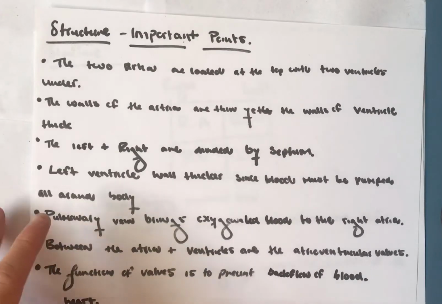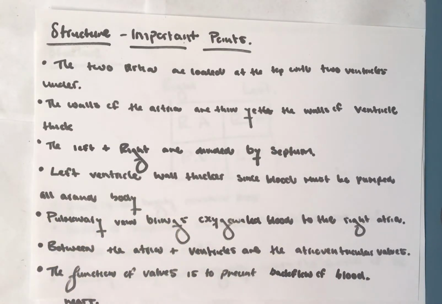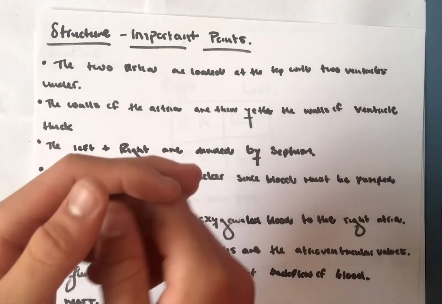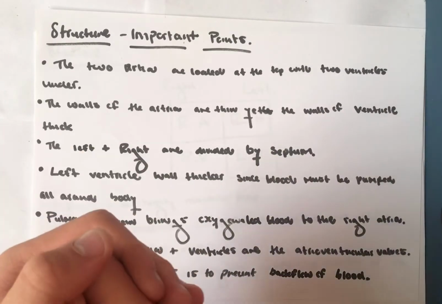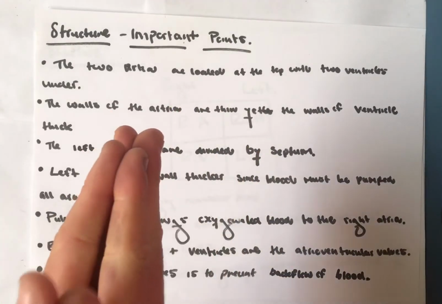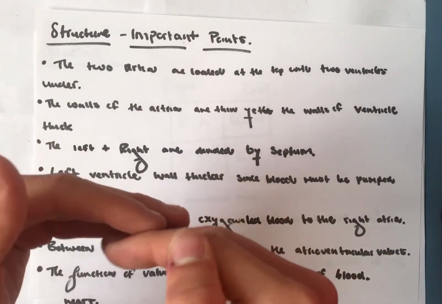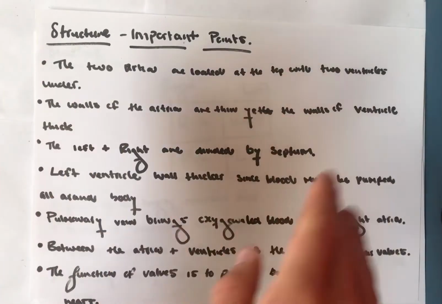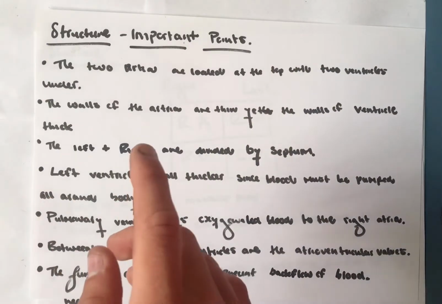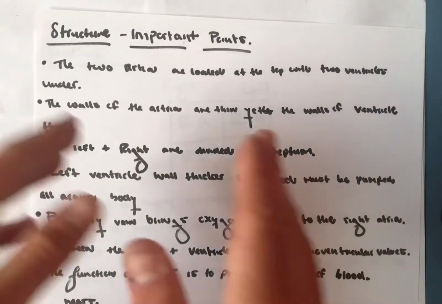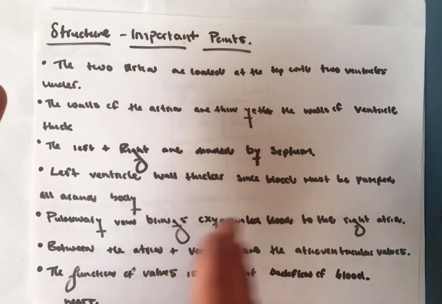So as I just said, the two atria are located at the top, while the two ventricles are located at the bottom. The walls of the atria are thin, while the walls of the ventricles are thicker. This is because the ventricles need to pump blood either to the lungs through the right ventricle or the rest of the body through the left ventricle, whereas the atria simply just need to pump blood from the atria to the ventricles. So as you can see, this is a very small distance, whereas the ventricles need to pump it over larger distances, and therefore they require a thick muscular wall in order to generate all that force and pressure to pump the blood all around the body.